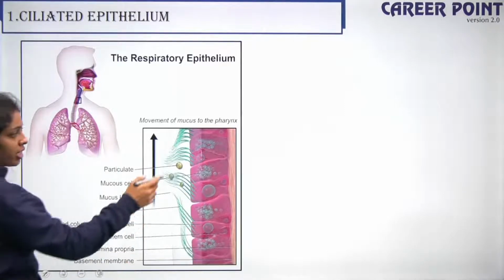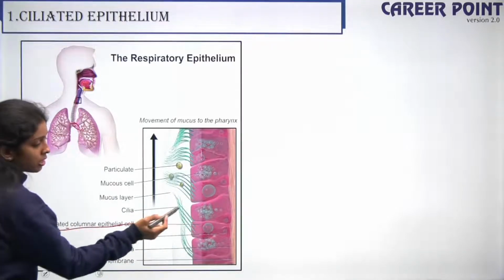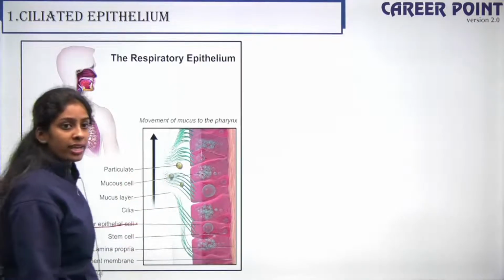All right. So here if you see, these are your columnar cells. They are attached to the basement membrane. They are ciliated columnar epithelia because on one side they have your cilia. So it helps in the movement.